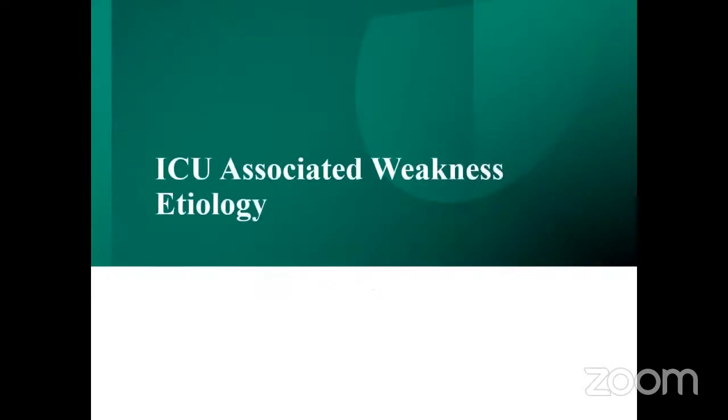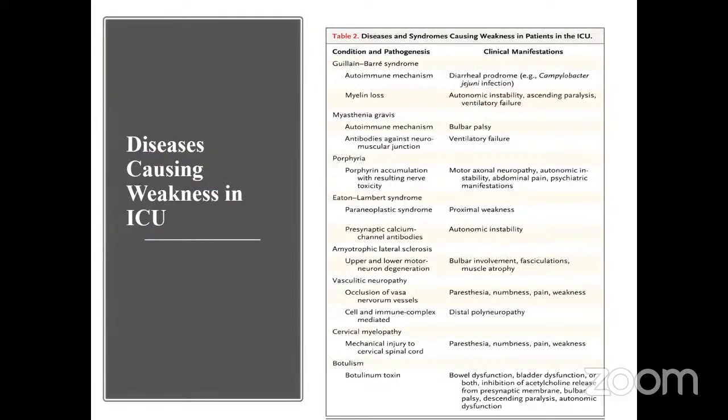Let's see the etiology of conditions. Let me revise: what are the conditions that we can come across in the ICU for the purpose of learning? Guillain-Barré syndrome has an autoimmune mechanism. There will be myelin loss, autonomic instability, ascending paralysis, and ventilatory failure. Myasthenia gravis is an autoimmune mechanism with bulbar palsy, and there are antibodies against the neuromuscular junction.